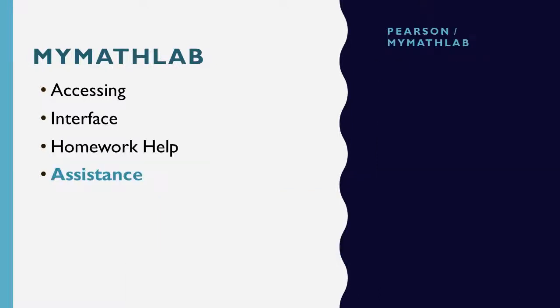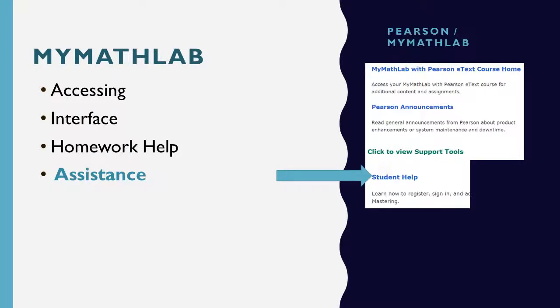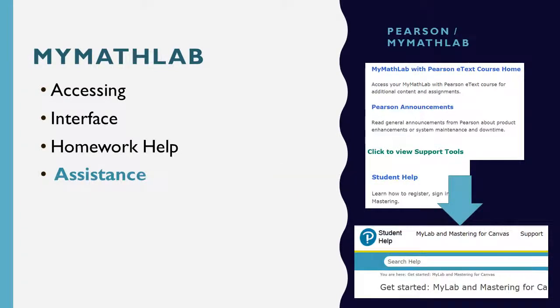Okay, last, assistance with MyMathLab. MyMathLab is great for homework help, but sometimes you need assistance interacting with MyMathLab. If you look at your interface with MyMathLab, here at the top left corner is that link we were just looking at before we went to the course homepage. Notice this green link down here that says click to view support tools. If you click on that, you get an option to click on student help. Clicking on that takes you to a page by Pearson focusing on student help. This is the top part of that page.